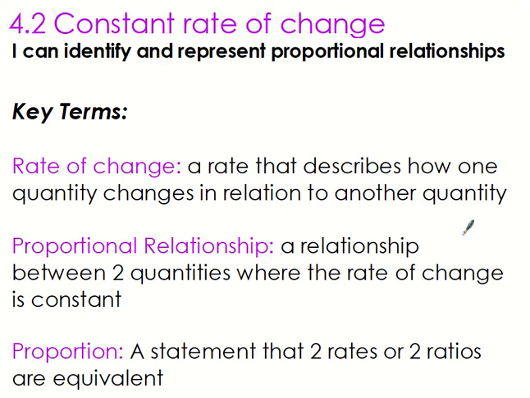All right, here is our second module for section 4. So module 4.2 is talking about constant rate of change. So I can identify, that means find, and represent a proportional relationship. But to be able to do that, we need to know what our constant rate of change is.